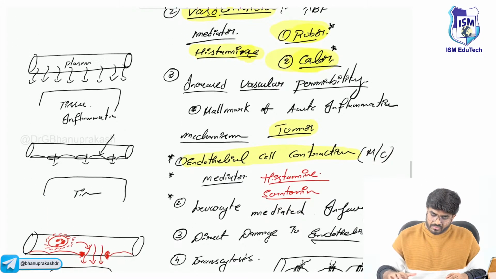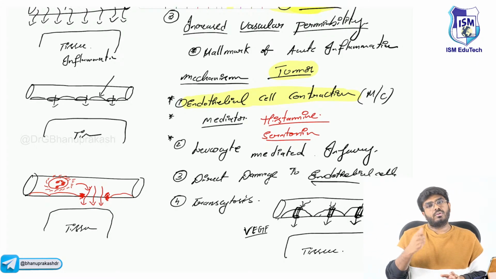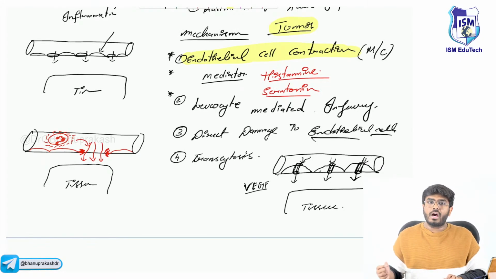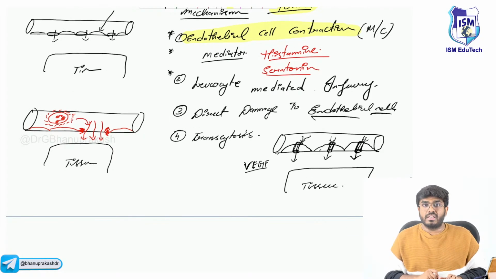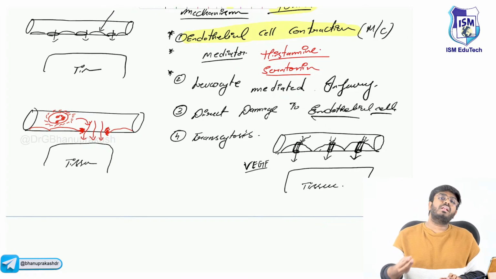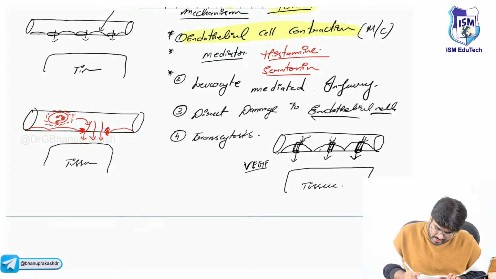Now what are the mechanisms of this increased vascular permeability? One is endothelial cell contraction, leukocyte mediated damage to the endothelial cells, or direct damage to the endothelial cells, or transcytosis, the fluid movement through this vascular organelle because of vascular endothelial growth factor. This vascular endothelial growth factor acts on the endothelial cells, so transcytosis will occur. Four mechanisms I said to you. And one more mechanism is there, the fifth and final mechanism, that is angiogenesis.